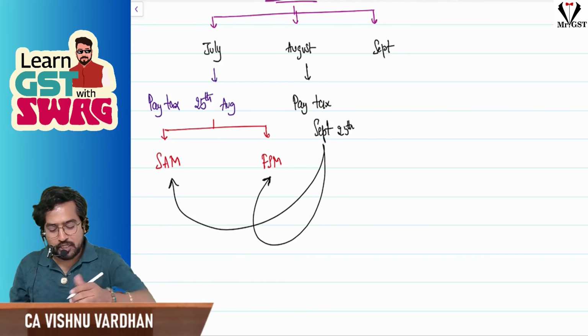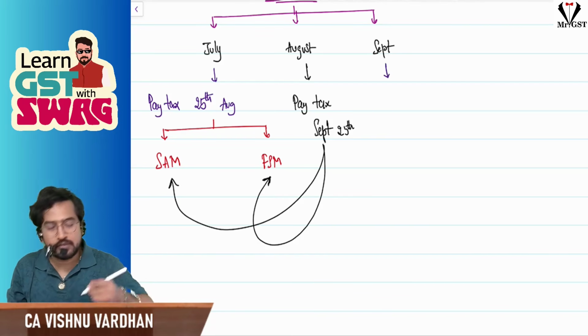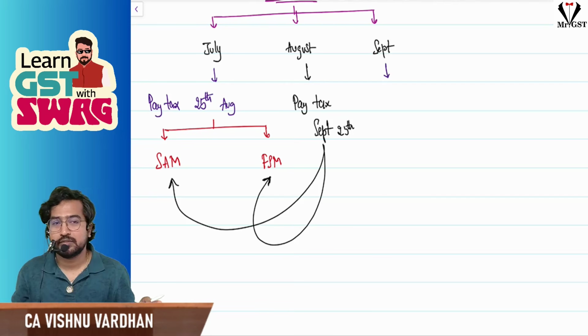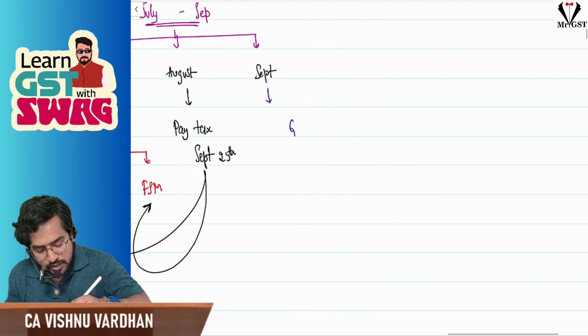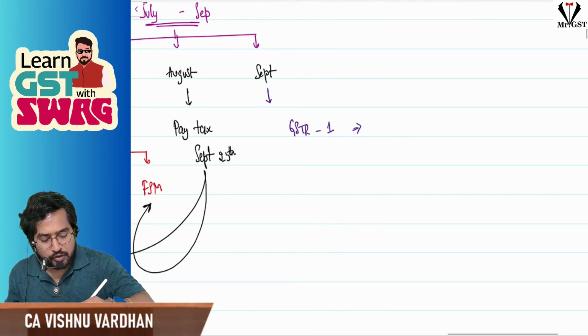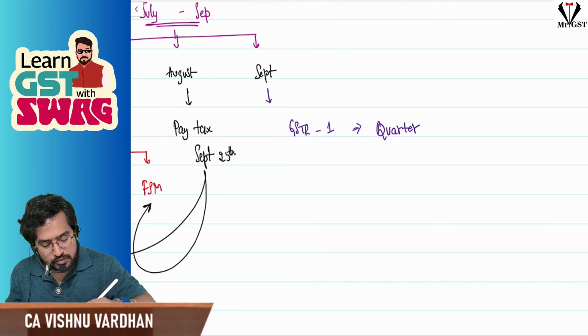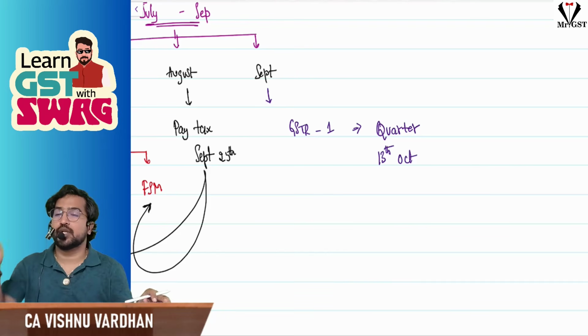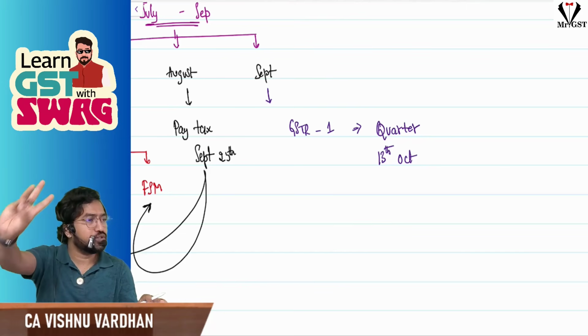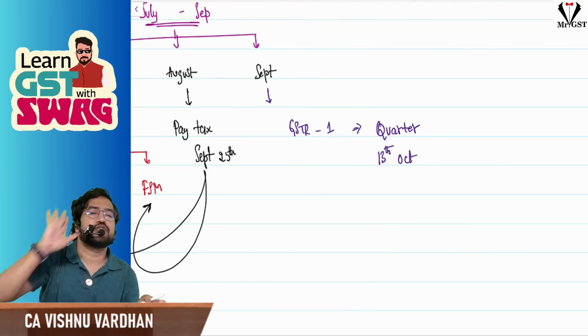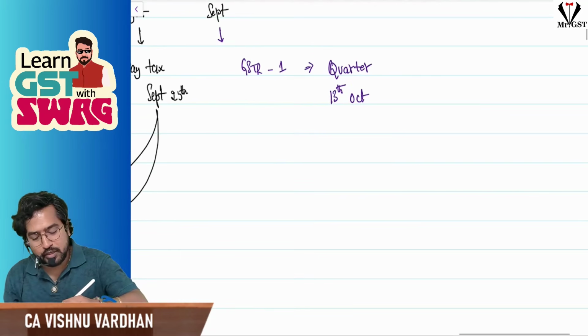Now coming to the last month. Last month over means the quarter itself is over. Now, sir, file GSTR 1 for the quarter. What is the due date? Next month, October, 13th October. You should file GSTR 1, giving all invoice details of what you raised in July, August, September.